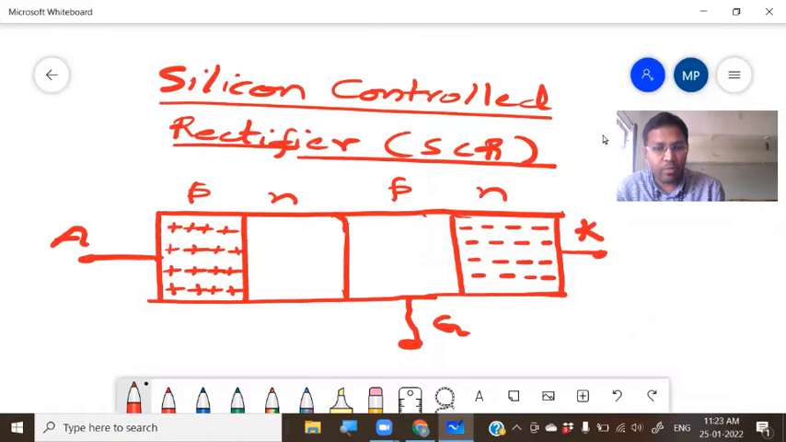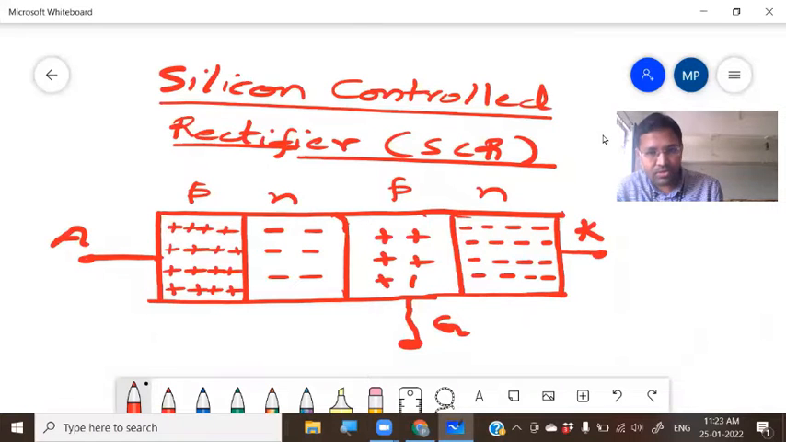Whenever we have doping, we have free electrons. Lightly doped means fewer number of free electrons. I will write only fewer number of free electrons. Electrons are negatively charged, so minus sign. Likewise, this region is also lightly doped, so fewer number of holes. Holes are positive charged.